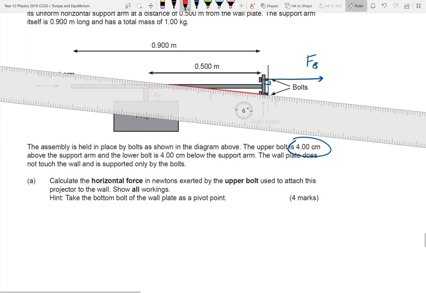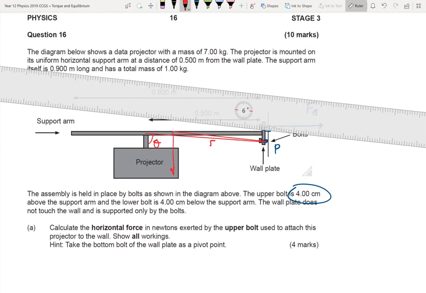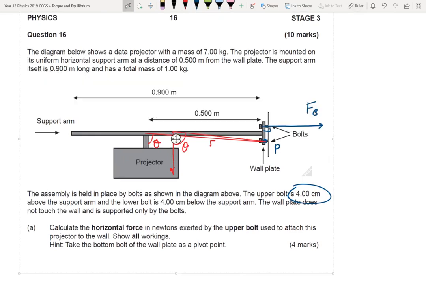Then they do a whole lot of Pythagoras to find a different R to the center of mass of the support beam, and then a whole lot of Pythagoras or trig to do that. That is wasted. It's just extra time. You would have spent 5 minutes on something that's only worth 4 marks, and you haven't even started the question. Here's all you need to do.